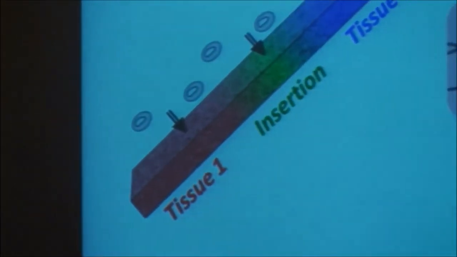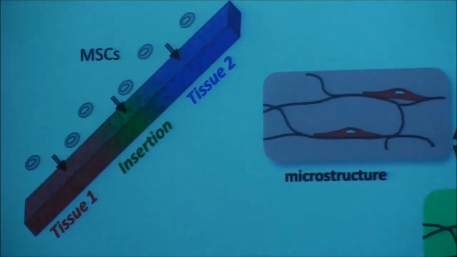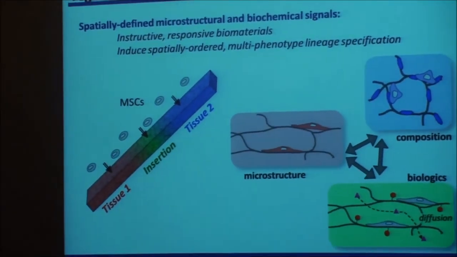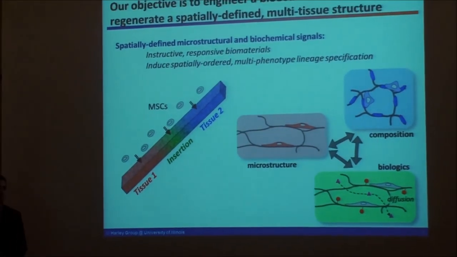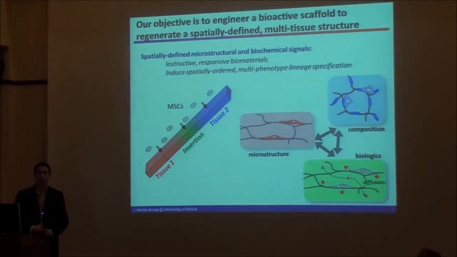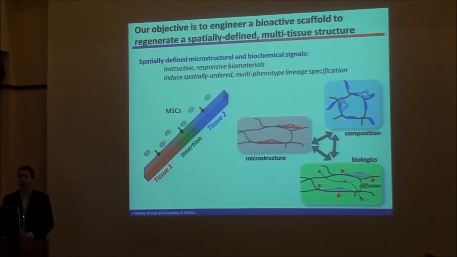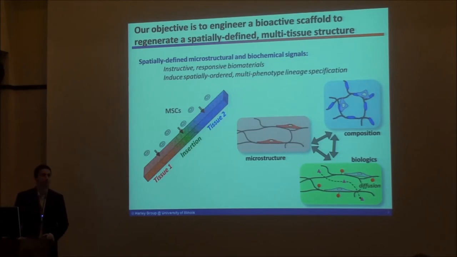The objective of my project has been to engineer materials in order to regenerate spatially defined multi-tissue structures. Anybody who works in tissue engineering knows that it's difficult enough to design a material to regenerate a single tissue. But the reality is, in the orthopedic field, a lot of injuries happen at the interface between a soft tissue, like tendon, ligament, or cartilage, and a hard tissue, like bone. Often there's damage at that interface, but also damage to both the soft and the hard tissue. So we need spatially graded materials to simultaneously regenerate multiple tissues at the same time.